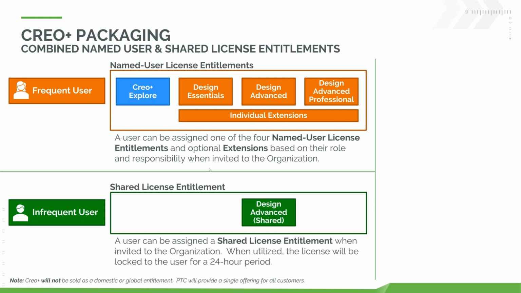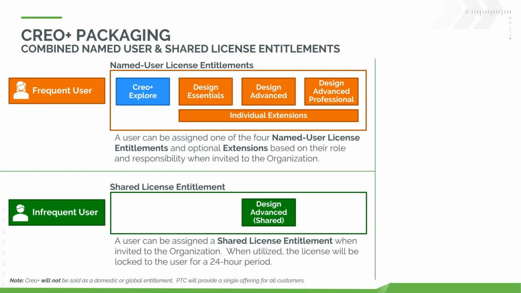When we talk about infrequent users, then it's just a matter of saying, okay, this is now only one license to run, Design Advanced Shared. It's the same capability, but what this will do is allow multiple users to be assigned this entitlement and then be able to use it when they need it, but it is going to be locked to that individual for 24 hours. So think of frequent user, named user, one-to-one relationship. Infrequent user or the shared entitlement is many to one. Okay, it's probably analogous to the concurrent license usage as is today on-prem.